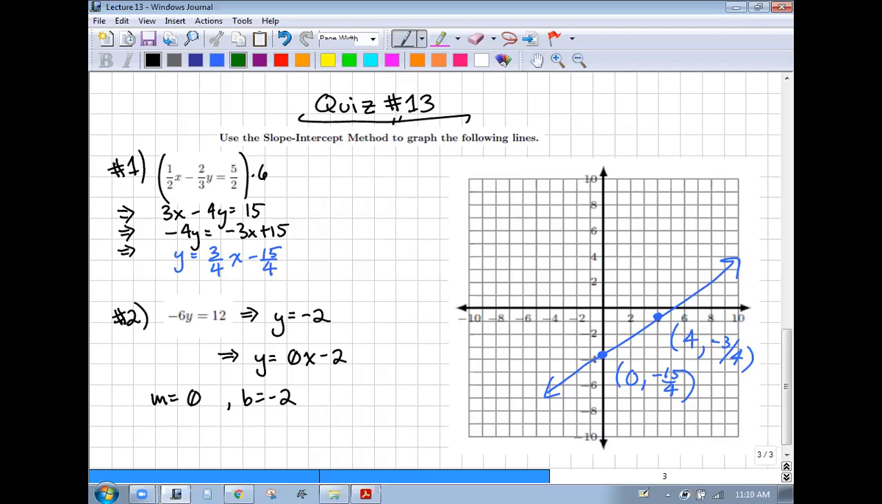Okay, so I'll do this one in green. All right, y equals -2. That's the line where all y values are at -2. That would be this line right here.